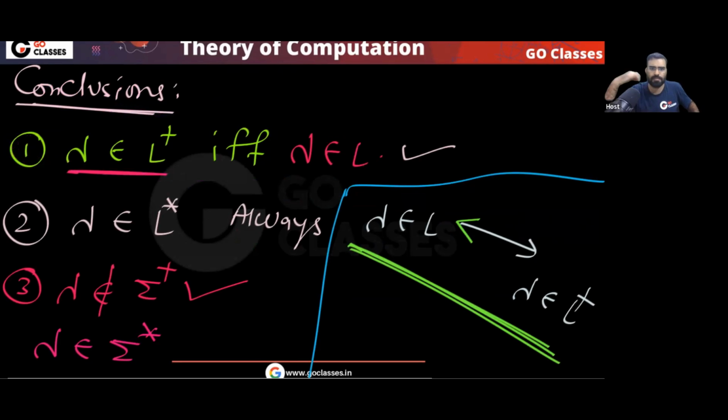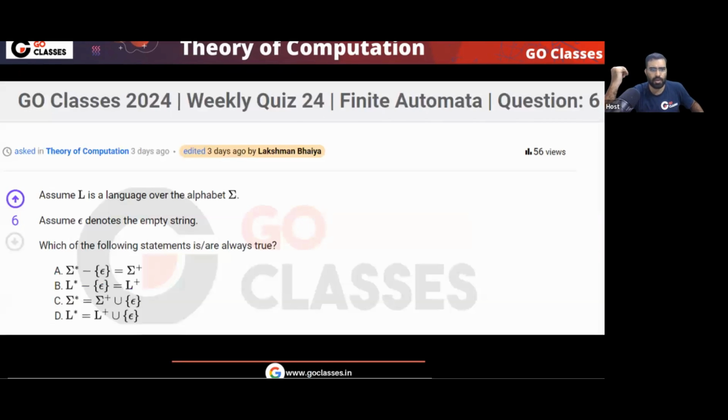Now let's move on. Now let's see this question, question number 6 in weekly quiz 24. L is a language over alphabet sigma. Sigma is the alphabet. This epsilon denotes the empty string. Which of the following statements are always true? The question is asking for true statements, so tell me which statement is a true statement.